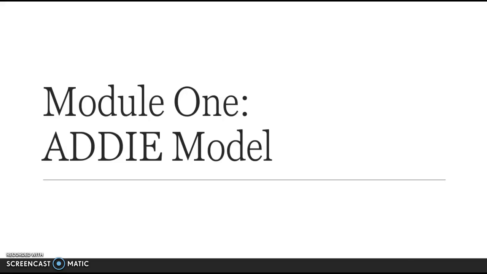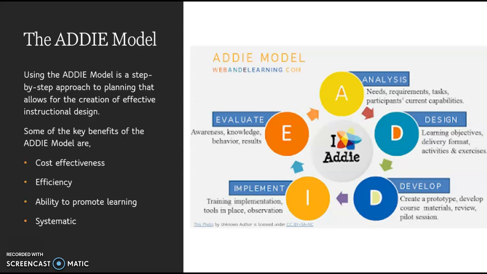Module 1, the ADDIE model. Using the ADDIE model is a step-by-step approach to planning that allows for the creation of effective instructional design. Some of the key benefits of the ADDIE model are cost effectiveness, efficiency, ability to promote learning, and it is systematic. The 5 phases of the ADDIE model are analysis, design, develop, implement, and evaluate.